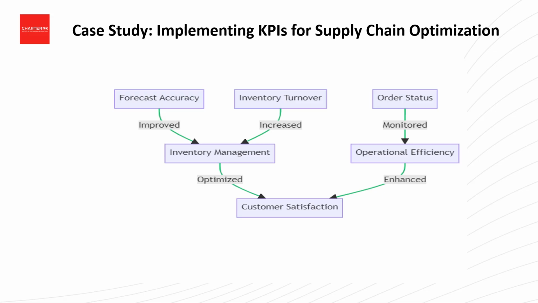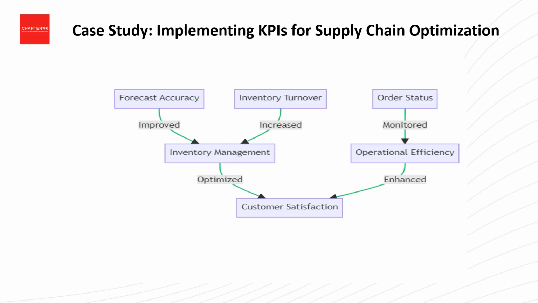The KPIs that were chosen by Amazon included forecast accuracy, inventory turnover, and order status. Why do you think that these KPIs were chosen? Well, for a particular reason. By choosing these particular KPIs, Amazon was able to monitor and improve its supply chain performance.